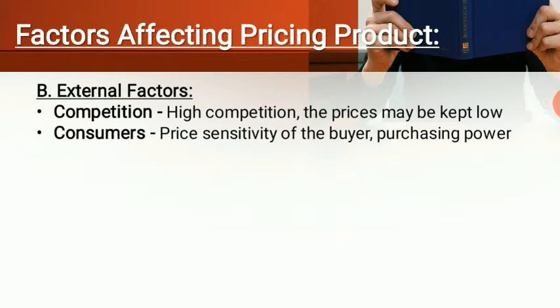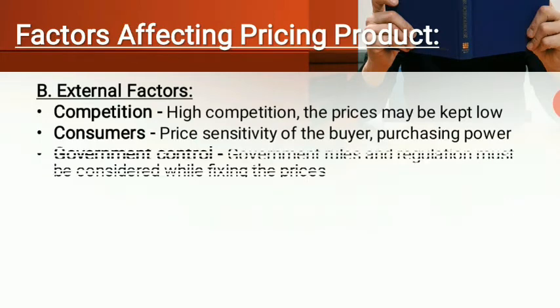Next external factor is consumers. The marketer should consider various consumer factors while fixing the prices. The consumer factors that must be considered include the price sensitivity of buyers and purchasing power. Next external factor is government control. Government rules and regulations must be considered while fixing the prices. In certain products, government may announce administered prices, and therefore the marketer has to consider such regulation while fixing the prices.